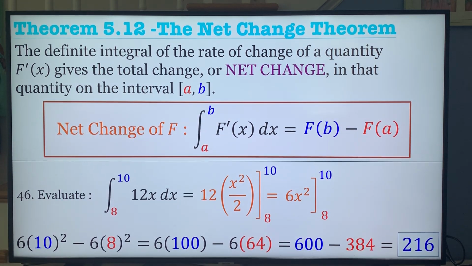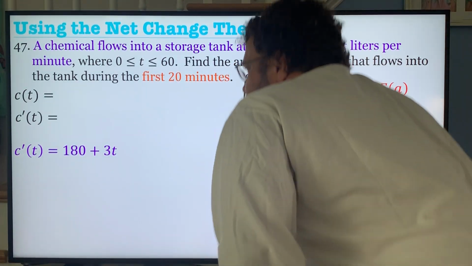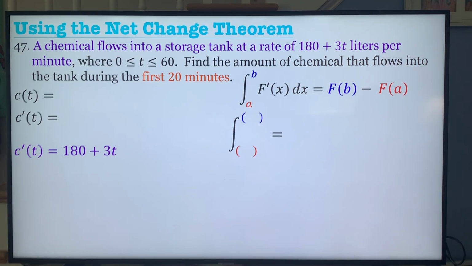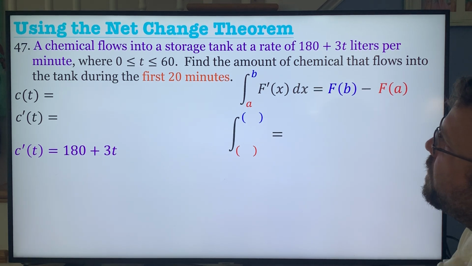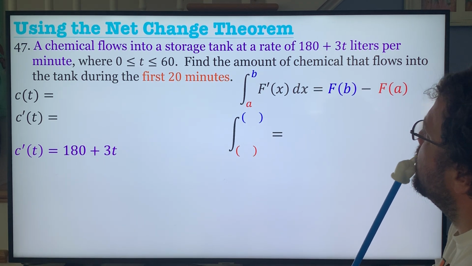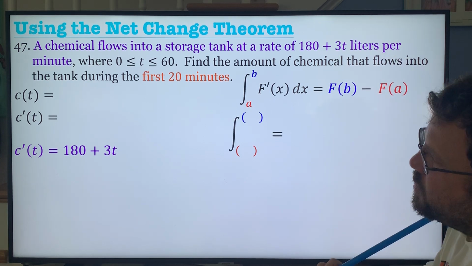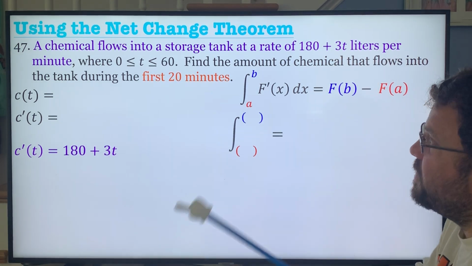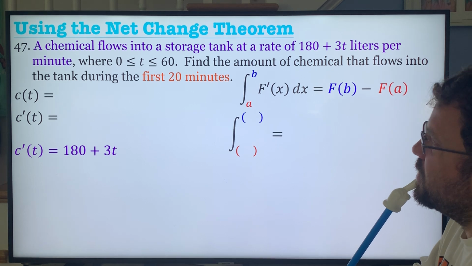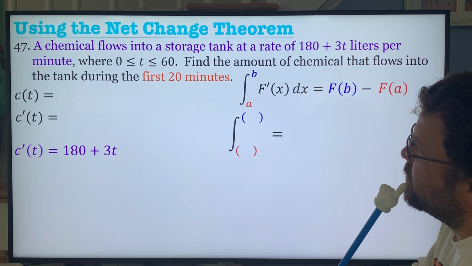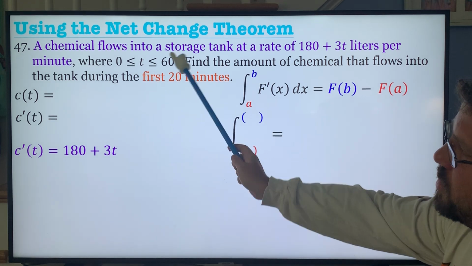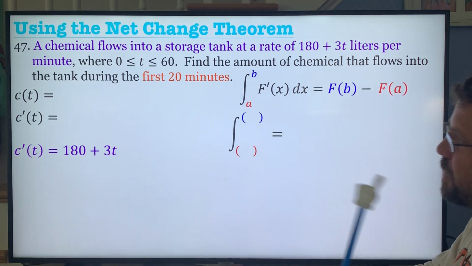All right, let's finish this up, showing you how this is used with a problem. Oh, we only have one problem left. A chemical flows into a storage tank at the rate of 180 plus 3t liters per minute, where t is between 0 and 60. Find the amount of chemical that flows into the tank during the first 20 minutes. So your t is between pretty much the first hour.